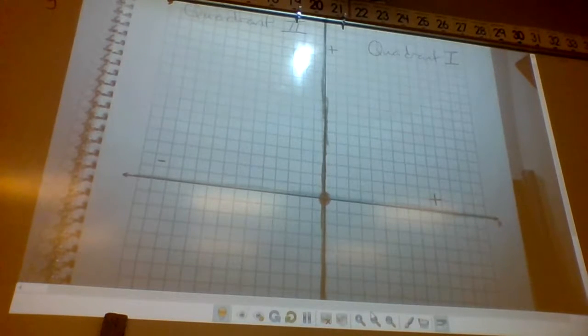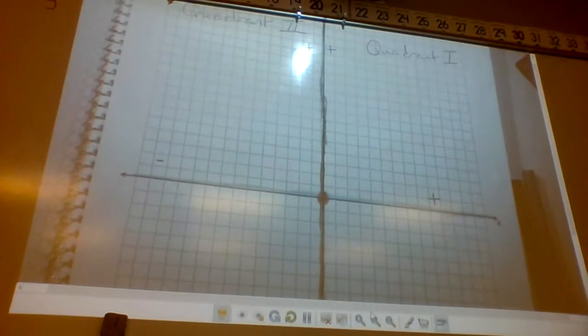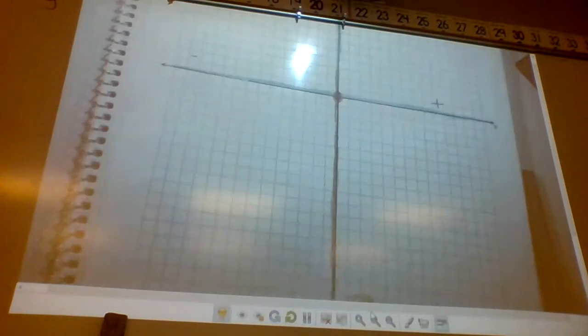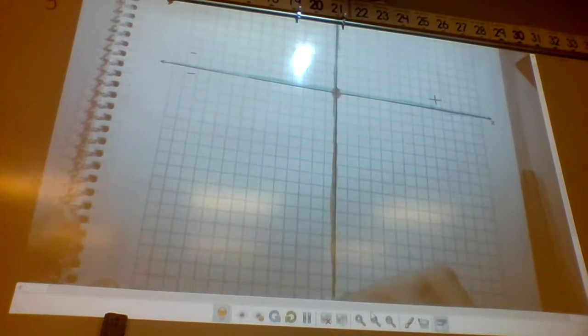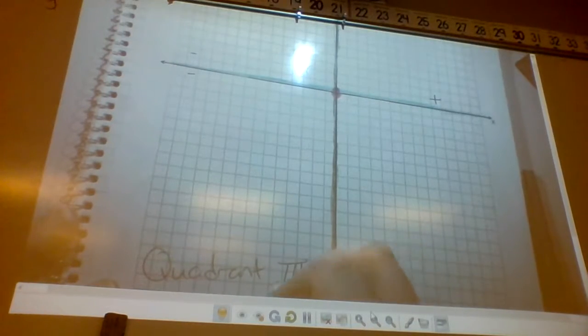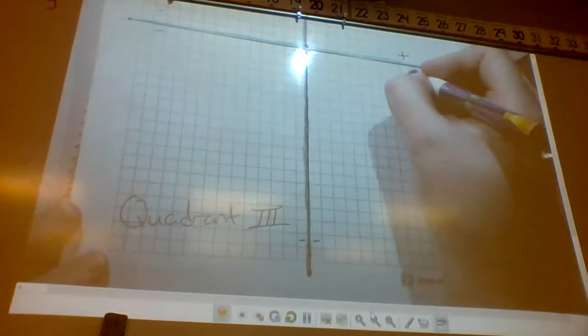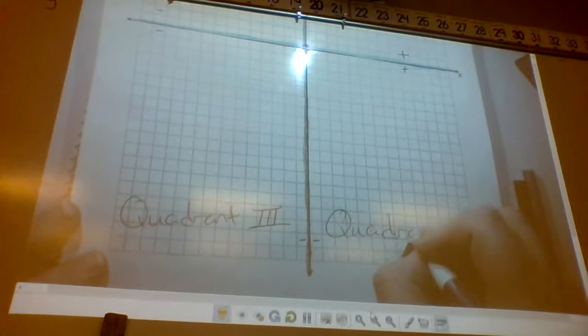Where's quadrant 3? Both of them are negative. Under 1? Oh wait, no, never mind, this is positive. Under 1 or under 2? Under 2, bottom. Okay. Look at quadrant 3. What does it have? Negative, negative. Where's the negative, negative at? Here's negative, here's negative. So this is quadrant 3. Quadrant 4 is on the right, because here's your positive and your negative, which means quadrant 4.